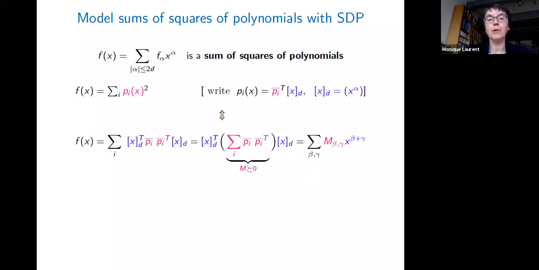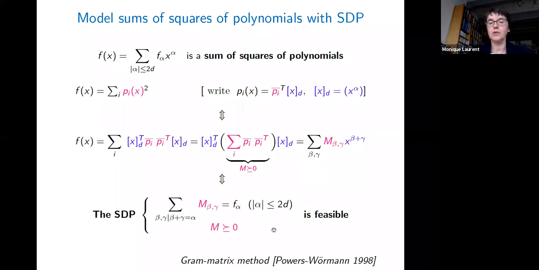We have a polynomial identity, so we just equate the coefficients of the polynomial on both sides. So here we have f_alpha, and here we should find out what is the coefficient of x^alpha, and this is what we do in this last formulation, which to summarize: f is a sum of squares of polynomials if and only if we can find a matrix M, positive semi-definite, which satisfies this bunch of affine equations, and this is an instance of a semi-definite program.